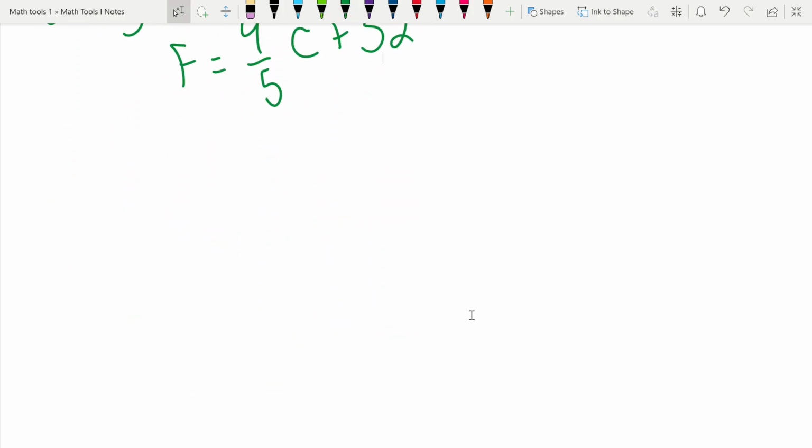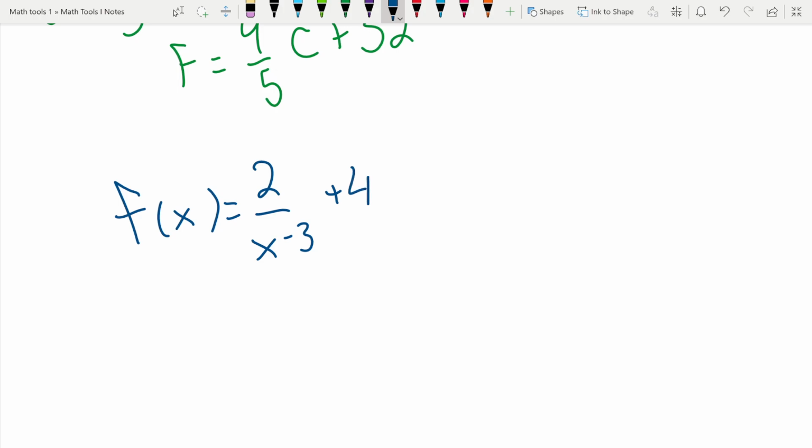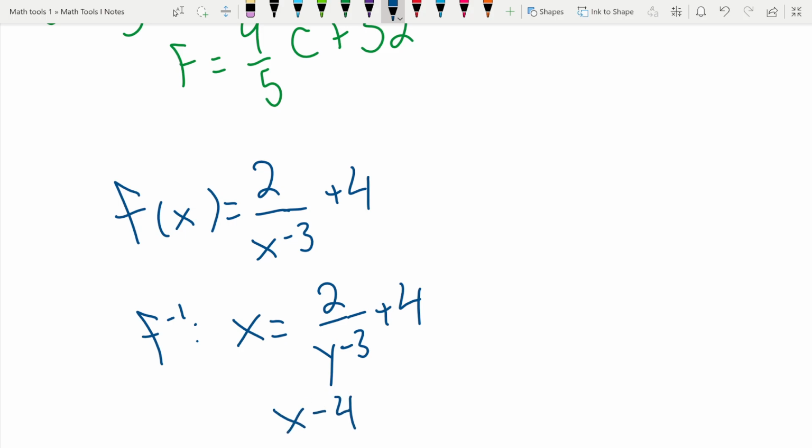All right, maybe one more here. Let's say f of x. Sorry, let me make that a little bolder. f of x equals 2 over x minus 3, plus 4. Okay, so for f inverse, we flip the x and the y around. So we get x equals 2 over y minus 3, plus 4. And then we solve for y. A few steps we have to do here. Subtract 4 from both sides. x minus 4 equals 2 over y minus 3.